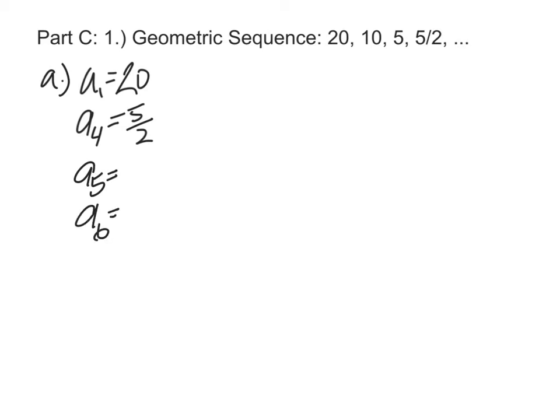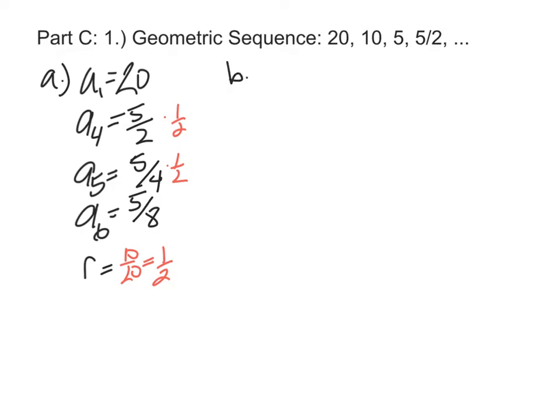Now, before we can really find those, we're really going to need to know what the common ratio is. And that's going to be the number that we multiply each term by to get from one term to the next. So what do we multiply 20 by to turn it into 10? And what do I multiply 10 by to turn it into 5? It's pretty easy to see that I can take 10 divided by 20 and see that I'm multiplying every term by a half. So to get the fifth term, I'm going to go back to the fourth term and multiply it by a half. That'll give me 5/4. Then to get the sixth term, I'm going to multiply that by a half, which will give me 5/8.